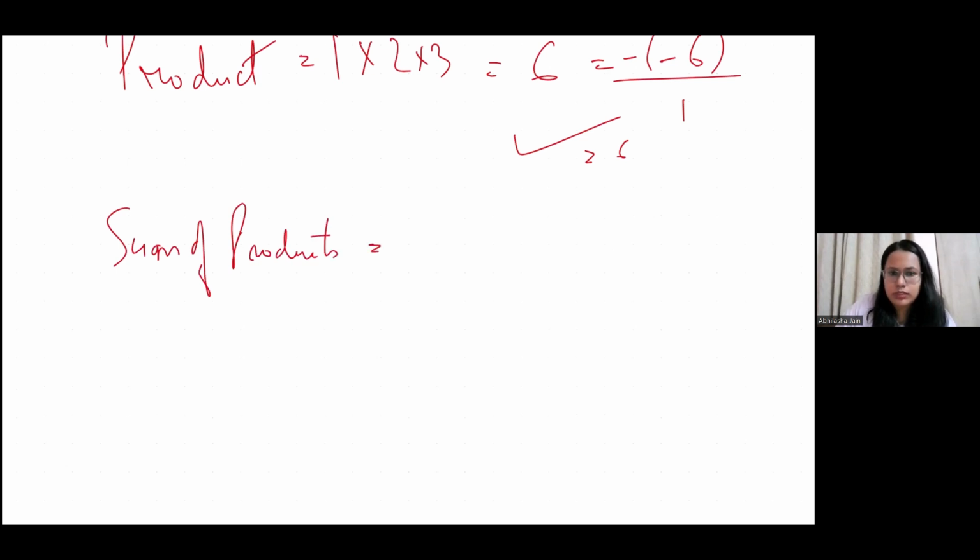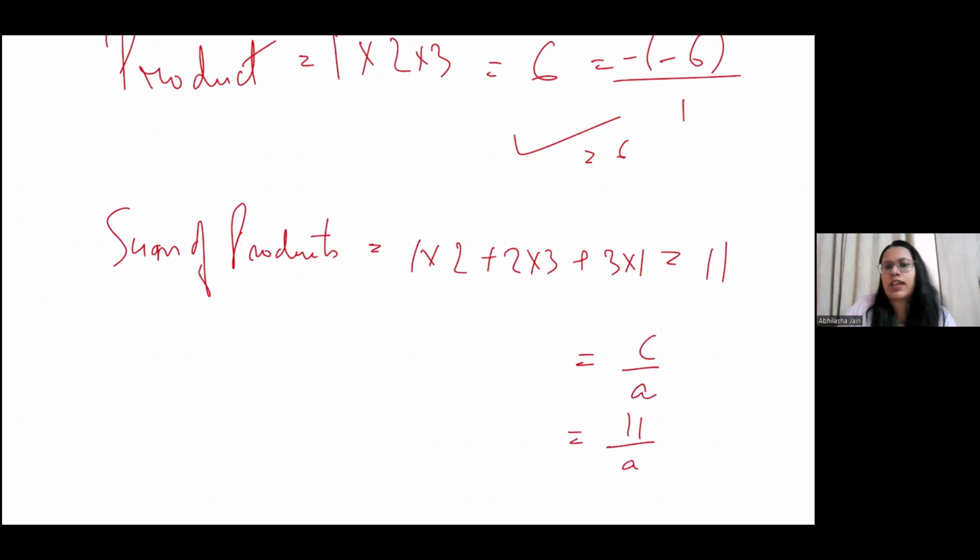1 times 2 plus 2 times 3 plus 3 times 1, which is nothing but 2 plus 6 plus 3, so 11, which should be equal to c over a. c is equal to 11 over 1, which is 11. So that is also equal. Okay, so that was the relationship between zeros and coefficients.